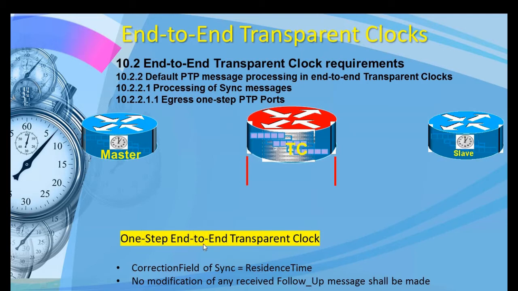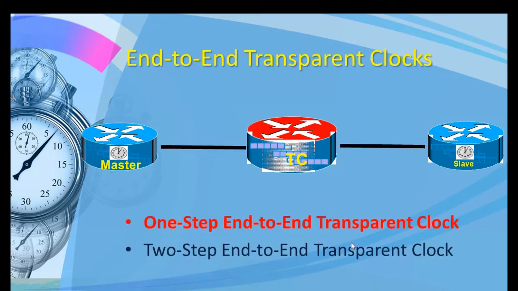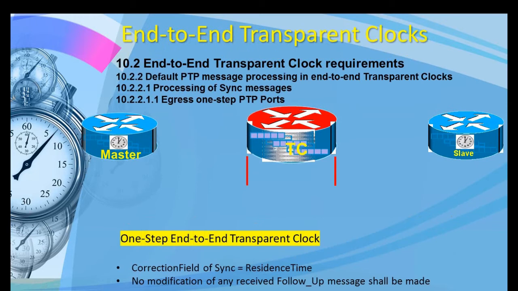For the one-step end-to-end transparent clock, the correction field of the sync message equals the residence time on the transparent clock. For any received follow-up message, do not make any change.